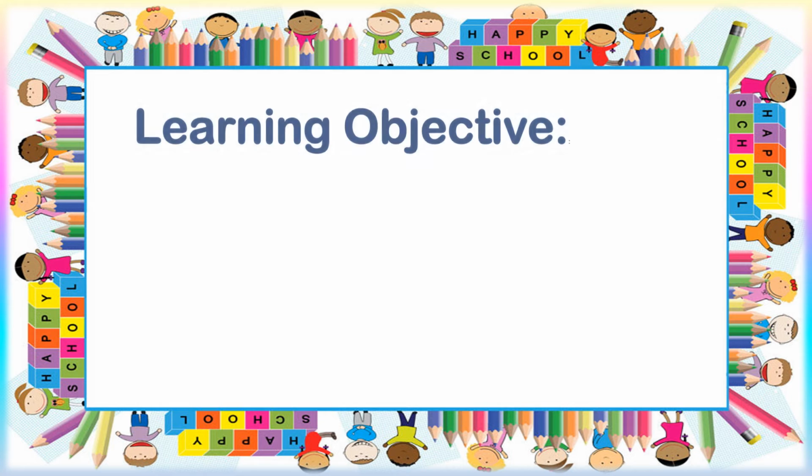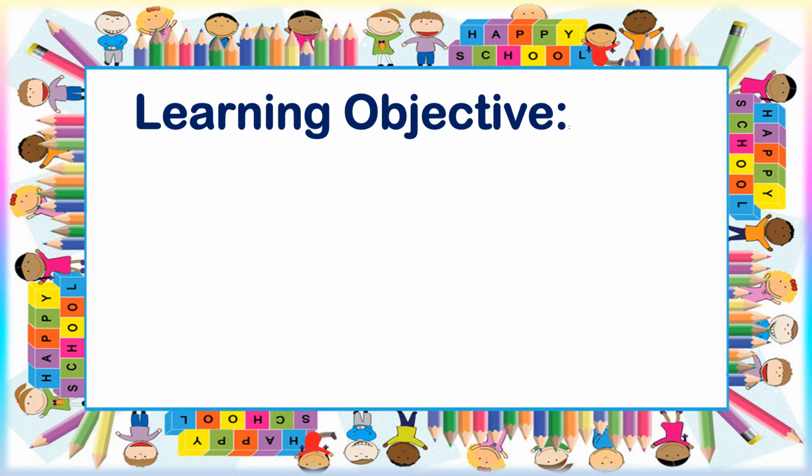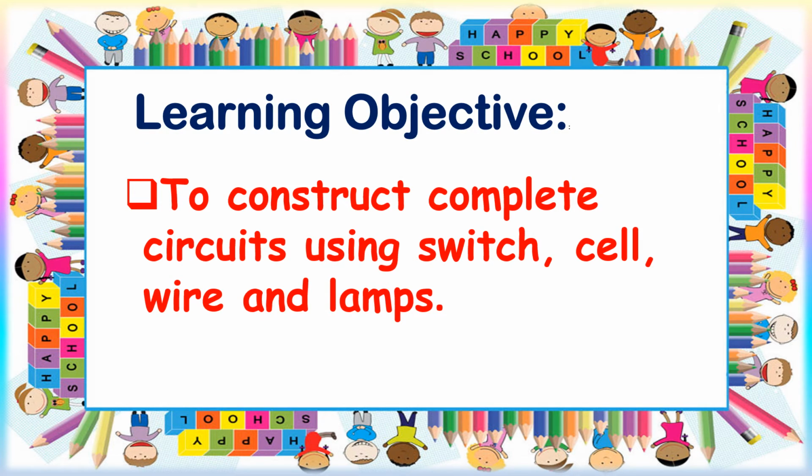For the learning objective of this lesson, to construct complete circuits using switch, cell, wire, and lamps. So at the end of this lesson, you will be able to construct complete circuits using the different components of a circuit like switch, cell, wire, and lamps.